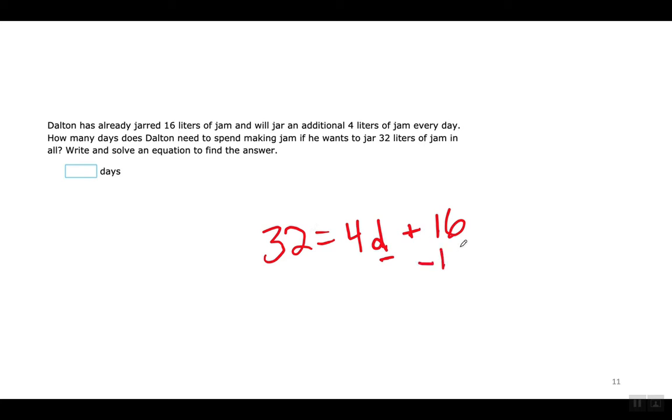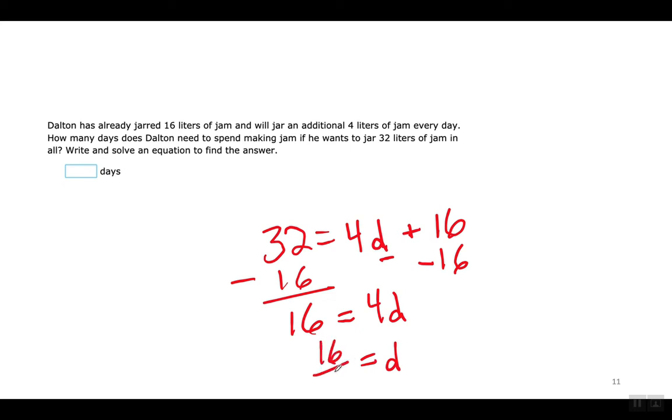All right, so I would subtract 16 from both sides, which is going to give me 16 equals 4D. So that means that D equals 16 divided by 4. So D equals, it's going to take him 4 days. Le va a llevar 4 días.